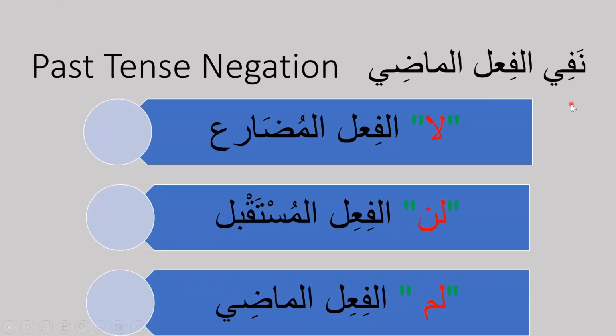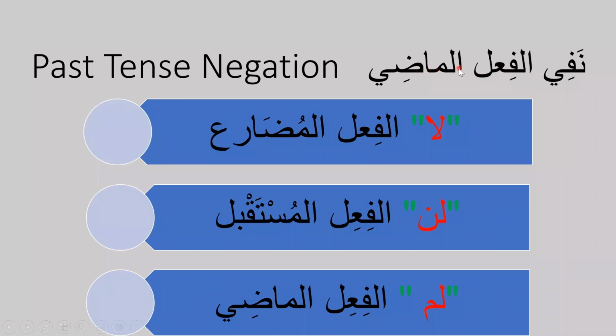Let's jump into it. All right, so نفي الفعل الماضي, past. نفي is negation. فعل is the verb, or the tense, since tenses are all about doing stuff. So فعل in Arabic is the verb, but it could also mean the tense, which is the action. So we are negating the action in the past, the past tense.